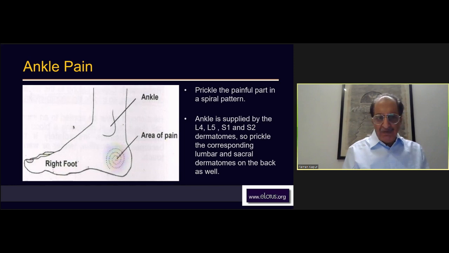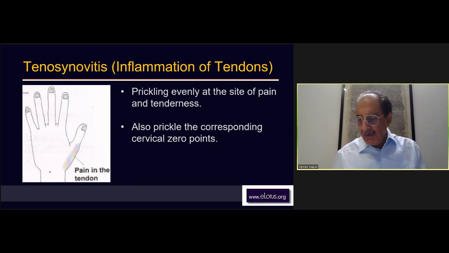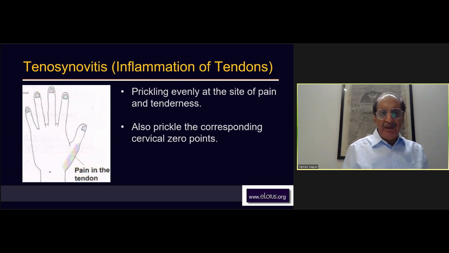Then tenosynovitis, or inflammation of the tendons. You can do prickling evenly at the site of the pain and tenderness, and you will also prickle the corresponding cervical zero point, which is the C6 dermatome.